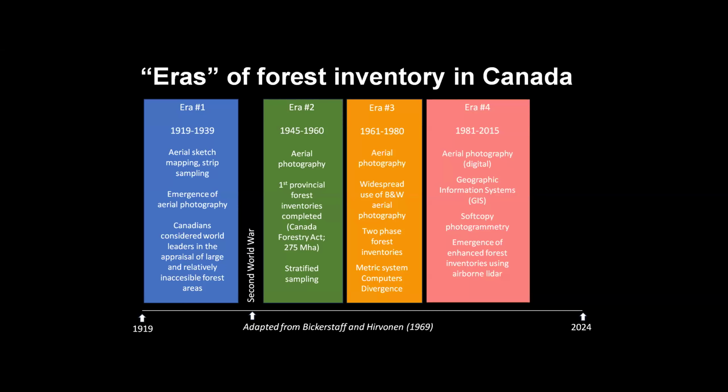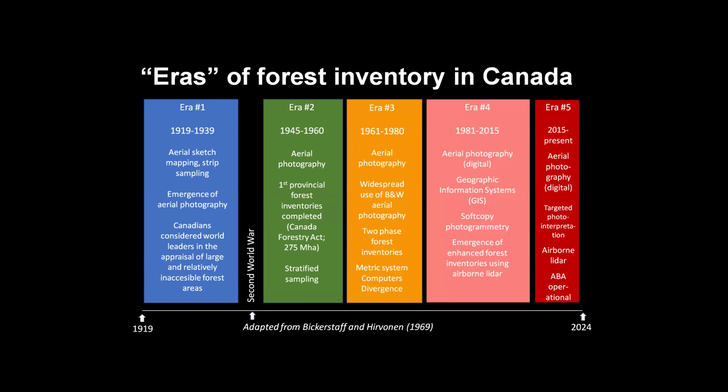We enter this fourth era with more innovations: a move towards digital aerial photography, and geographic information systems, which of course completely transform how we store spatial data and our relationship with it. Soft copy photogrammetry emerges. We also have EFI emerge in a research context and in some operational trials, which takes us to where we are today in our fifth era.